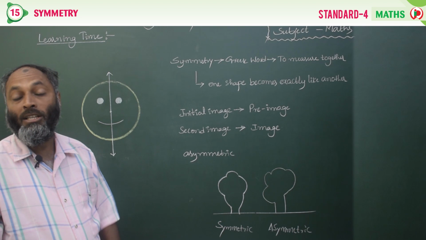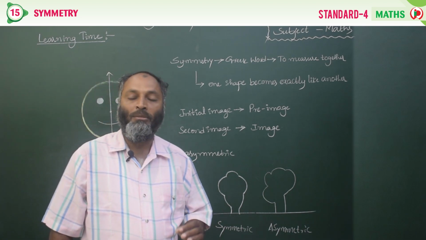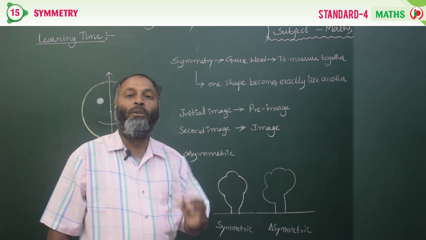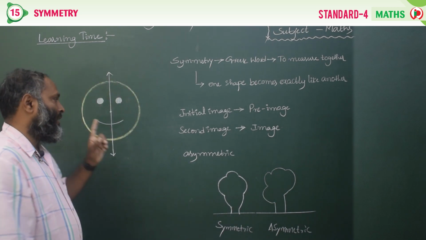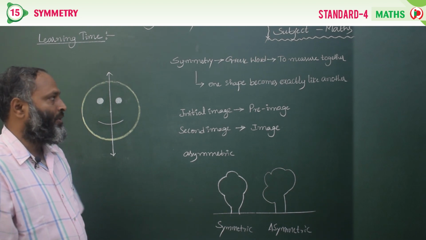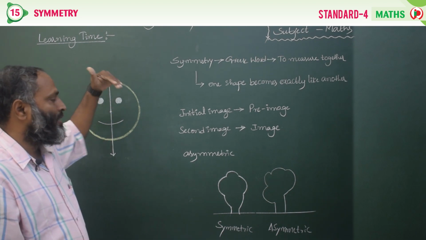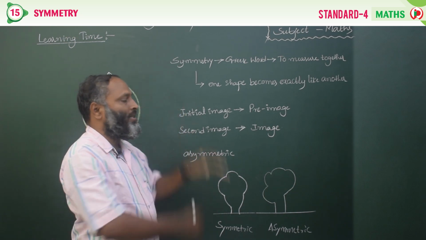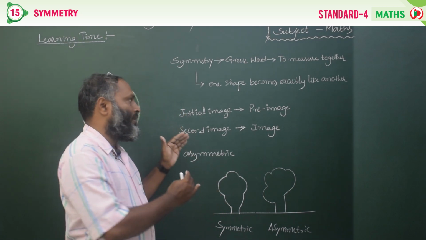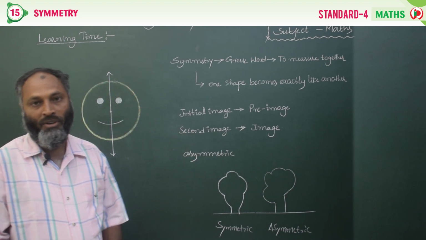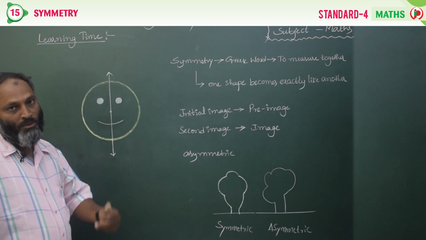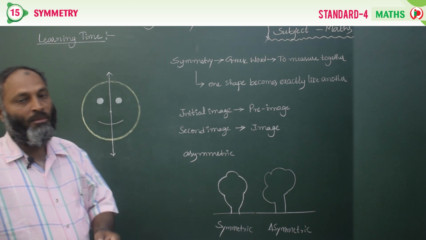So that is why there is only one line of symmetry here. What is a line of symmetry? The line which cuts the given shape into two identical shapes is called the line of symmetry. So what did we discuss? We discussed symmetry, the meaning of symmetry in the Greek word, and the definition of symmetry in maths. After that, we discussed the line of symmetry and what it means.